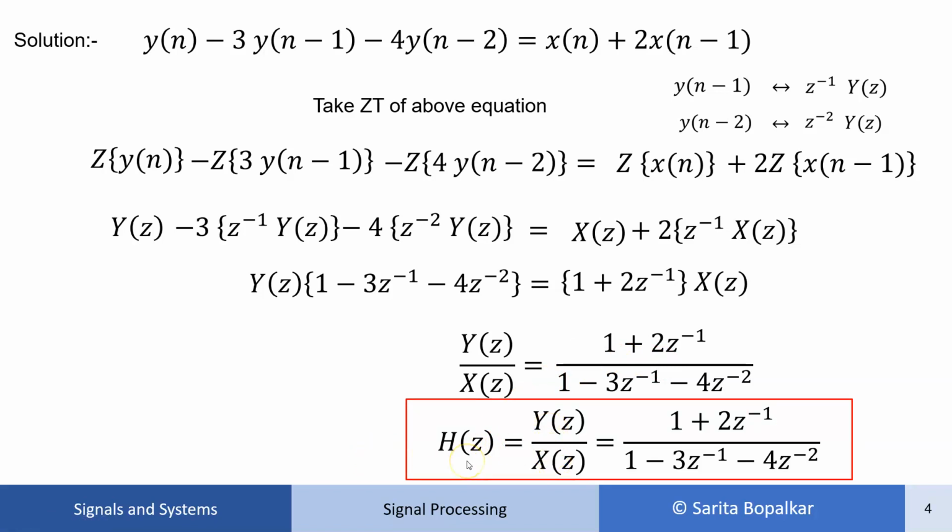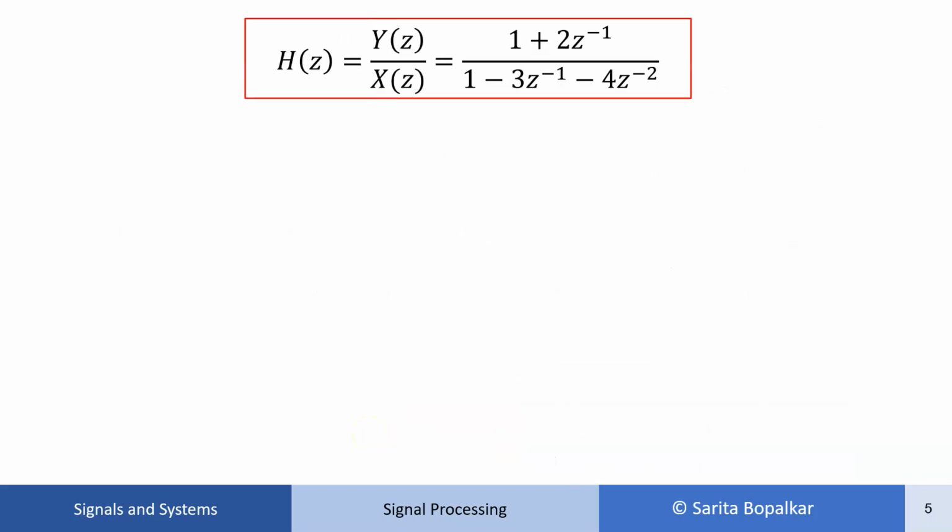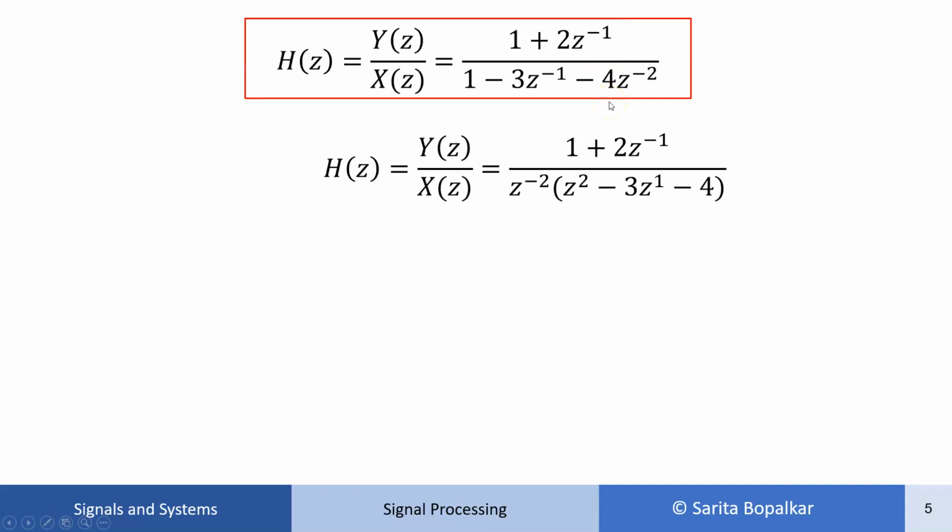So when the question says find the transfer function, you have to do up to this. Now plot the pole zero plot. For that, this is our H of z. We have to find the roots of the numerator polynomial and the roots of the denominator polynomial. First I will take z raised to minus 2 common so that we get positive powers of z. Otherwise you can keep it as it is and find the roots. So, z raised to minus 2 common.